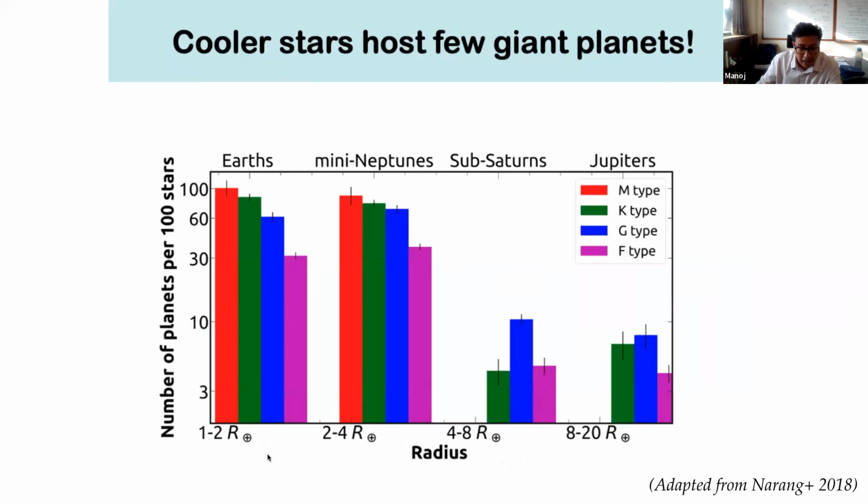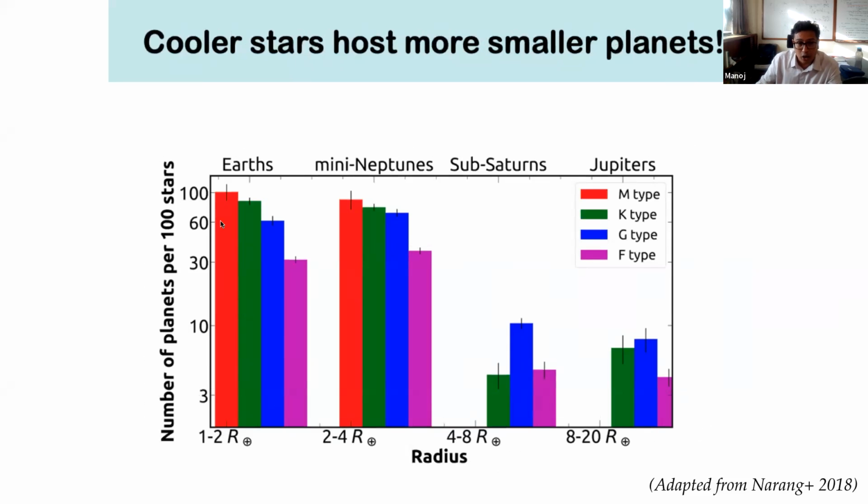However, if you now do the occurrence rate in terms of radius, one of the things that you find is that most of the planets around cooler stars are rocky, small planets, and they seem to avoid the gas giants. The colors in the histograms are: red is M-type, green is K-type, blue is G-type, and purple is F-type. So although cooler stars host more planets, most of them are smaller planets, and they don't seem to host many Jupiter-like giant planets. Those are mostly around sun-like stars.